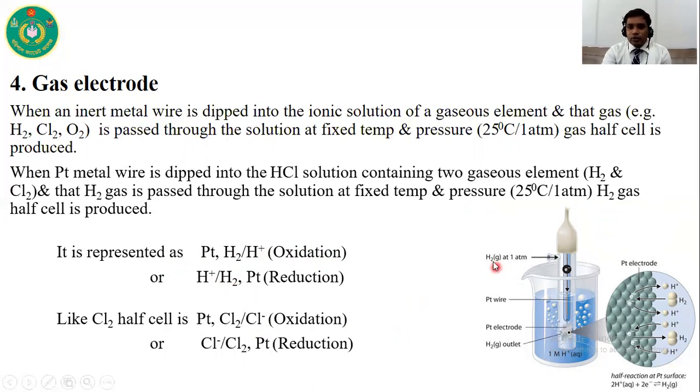If we use chlorine gas instead of hydrogen gas, the chlorine half cell will be Pt, Cl2 / Cl minus in the oxidation state, and Cl minus / Cl2, Pt in the reduction state. So in this way we can represent the gas electrode.